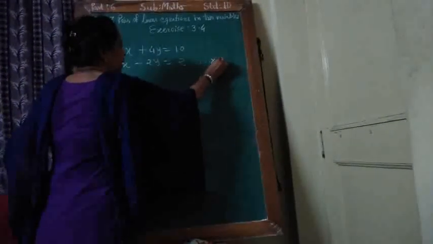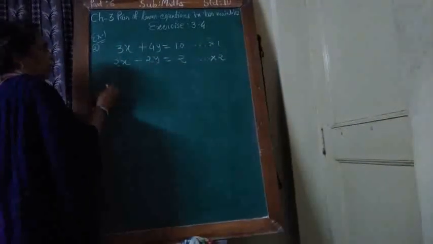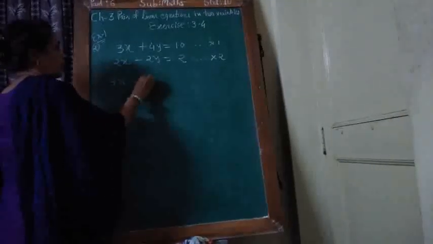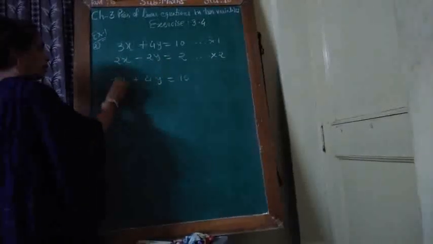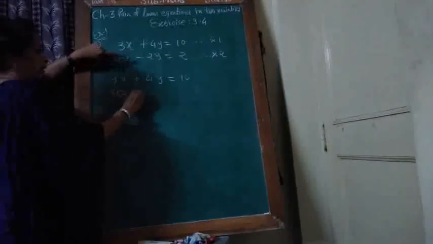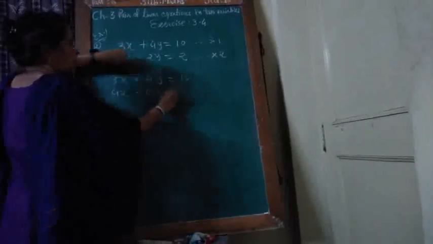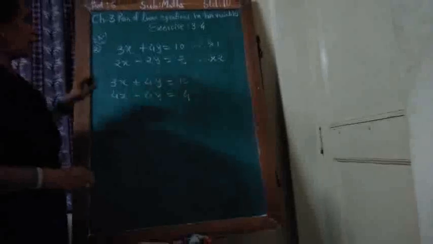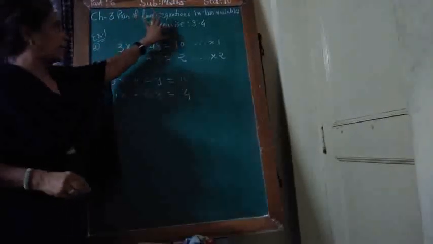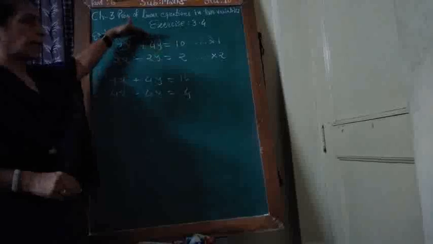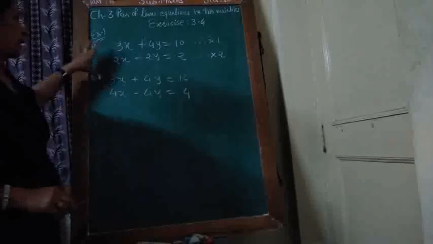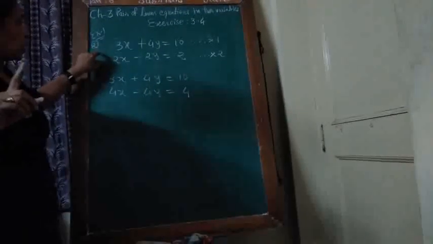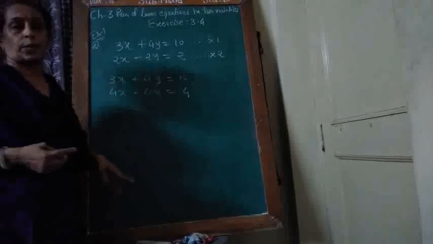So I multiply the second equation by 2 and the first equation by 1. So we get 3x plus 4y equal to 10, and here I multiply all the terms by 2: 4x minus 4y, 4. Okay? And in example 1 you have to write that you are solving this equation and this by which method: elimination method. You have to mention that in the exam, because in the exam only one example is asked. So at that time you have to mention which method you are using.